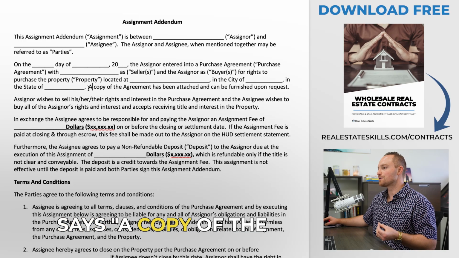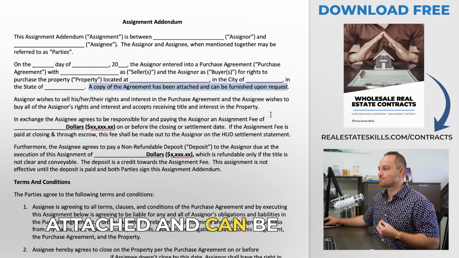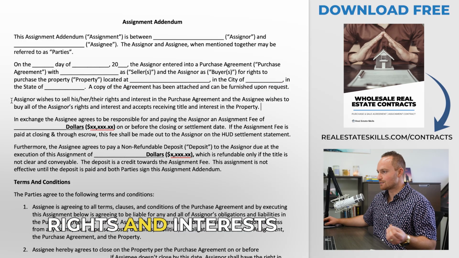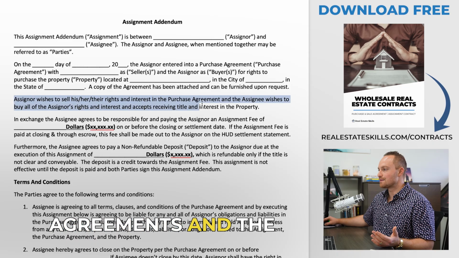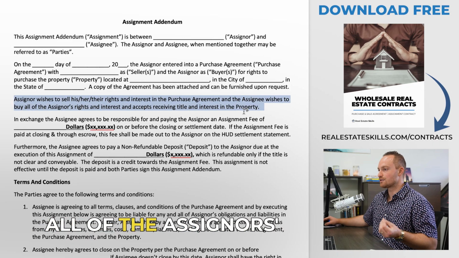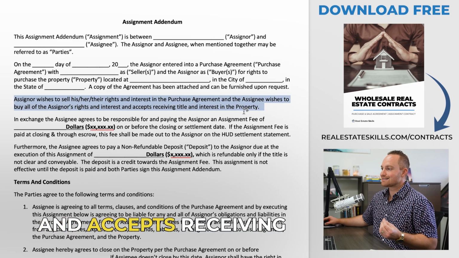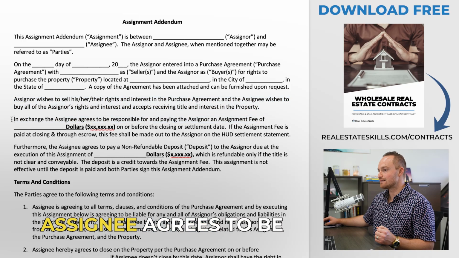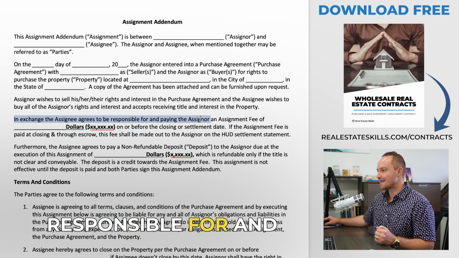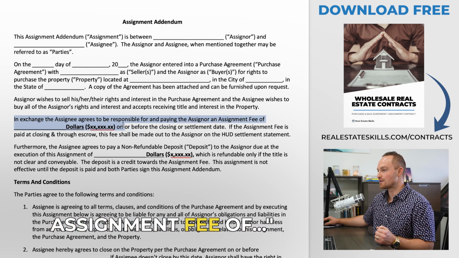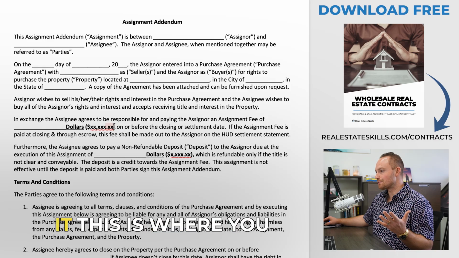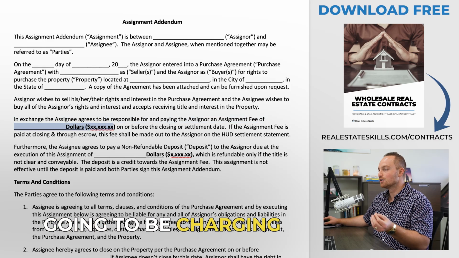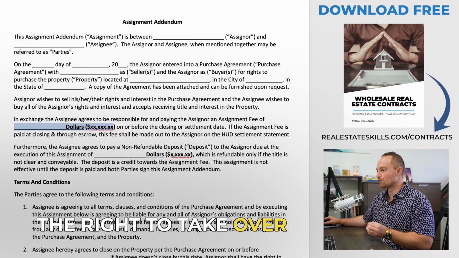Now, further, it says a copy of the agreement has been attached and can be furnished upon request. Assignor wishes to sell their rights and interest in the purchase agreement, and the assignee wishes to buy all of the assignor's rights and interests and accepts receiving title and interest in the property. In exchange, the assignee agrees to be responsible for and paying the assignor an assignment fee of, and you guys guessed it, this is where you put your assignment fee. So this is the total amount that you're going to be charging your end buyer for the right to take over the purchase agreement.